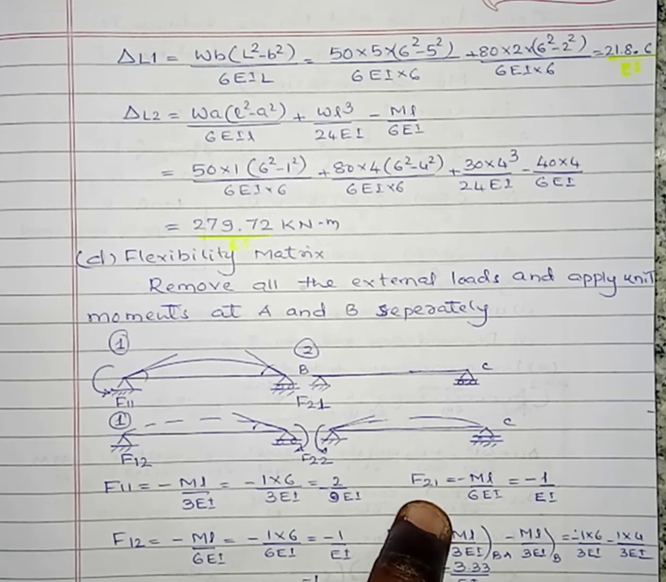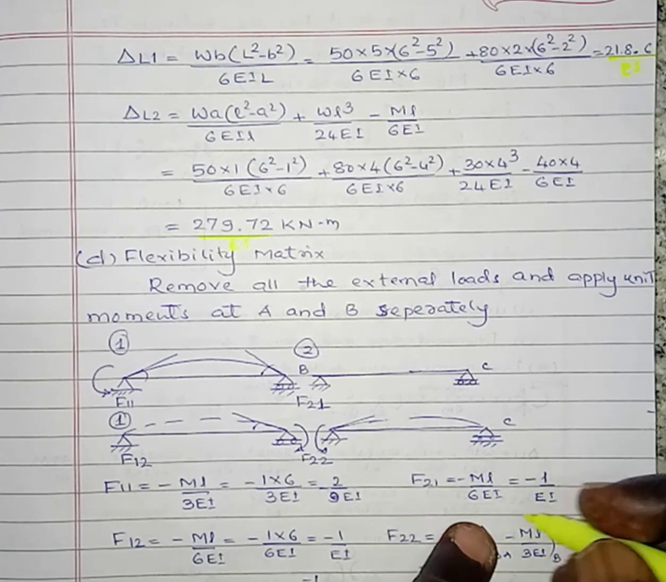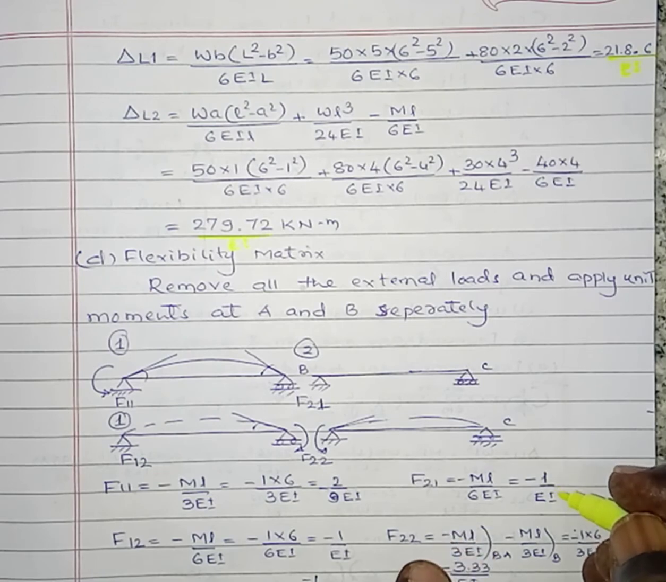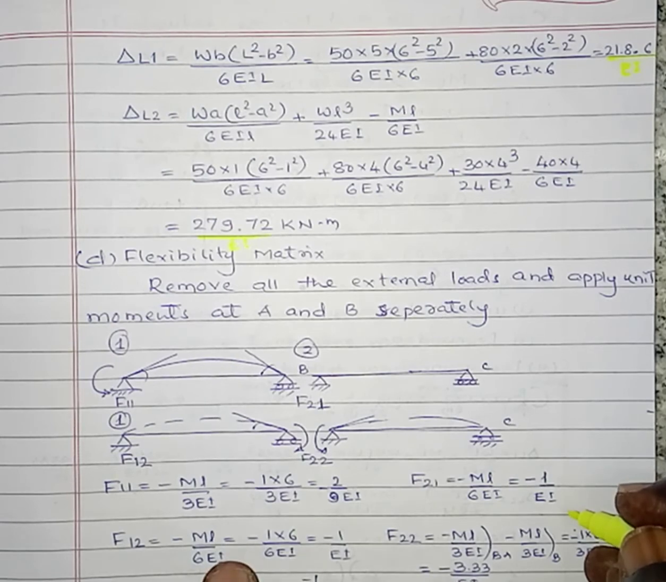Then F21 is given by minus ml divided by 6EI. Here after simplification, F21 equals minus 1 over EI.